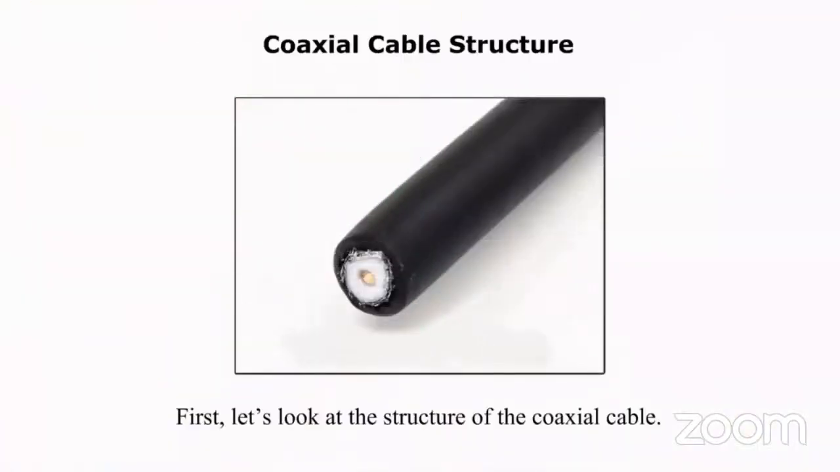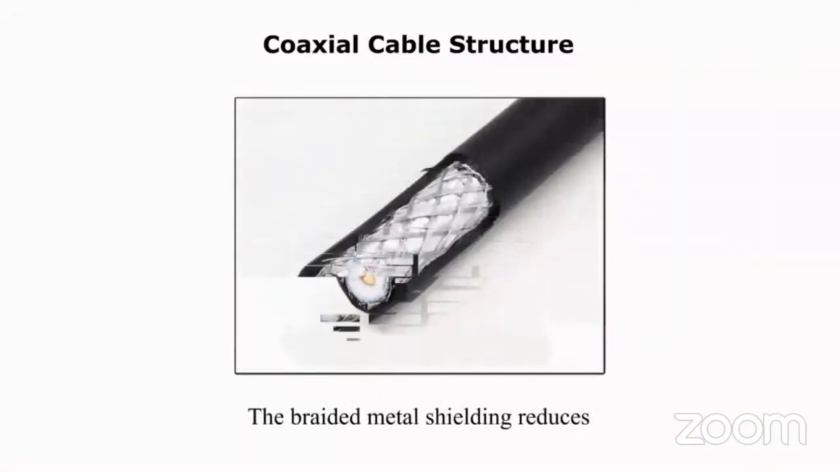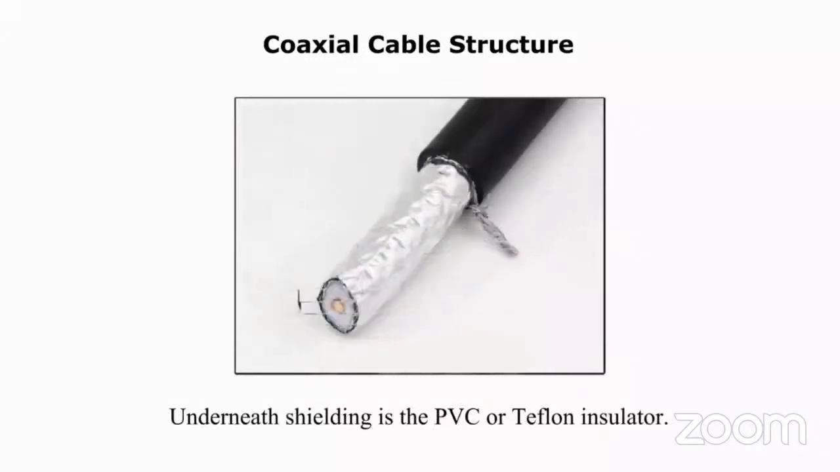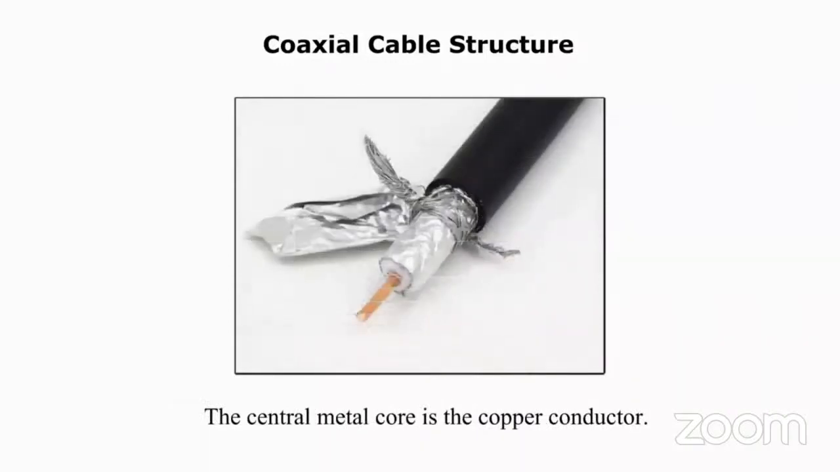First, let's look at the structure of the coaxial cable. The outer cover is a PVC or fire-resistant plastic called sheath. The braided metal shielding reduces electromagnetic interference, or EMI. Underneath the shielding is the PVC or Teflon insulator. The central metal core is the copper conductor.